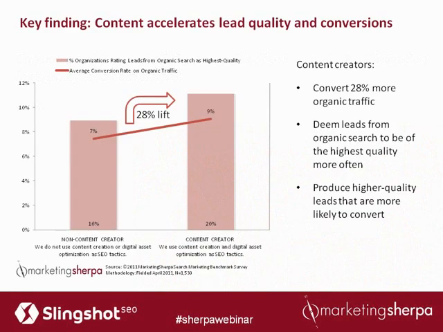We actually have some research that speaks to that point, and this is the last key finding that I want to share today: content does accelerate lead quality and conversions. We saw that content creators, those that purposefully use content creation as an SEO tactic, are able to convert 28% more organic traffic. So already that's a pretty big deal. Secondly, the leads that they're getting from organic search, they consider to be of the highest quality more often than non-content creators. And so that naturally lends itself to the fact that they're able to convert more of those. They produce these higher quality leads, and those are more likely to convert.